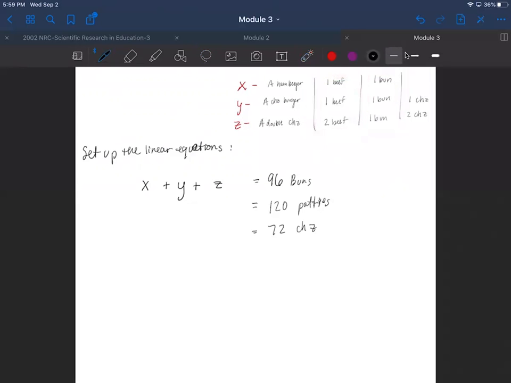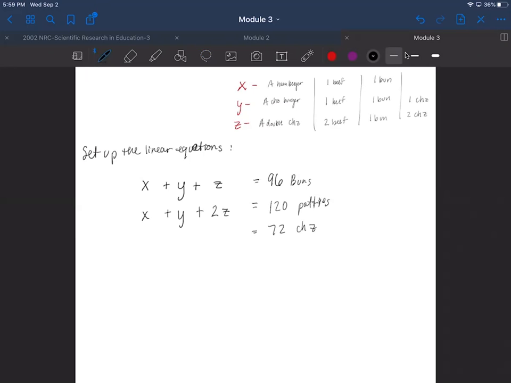So with the patties, for a burger I only need one beef patty, so I'm gonna put an X again. For the cheeseburger, I only need one patty. But for the double cheeseburgers, I need two.